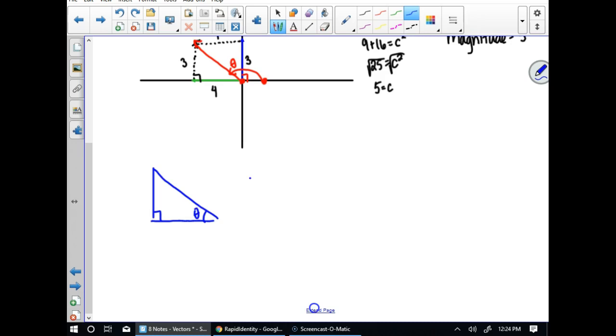So sine of theta, sine equals what? There's opposite, adjacent, hypotenuse. It is opposite over hypotenuse. What about cosine of theta? Adjacent over hypotenuse. And tangent is opposite over adjacent.